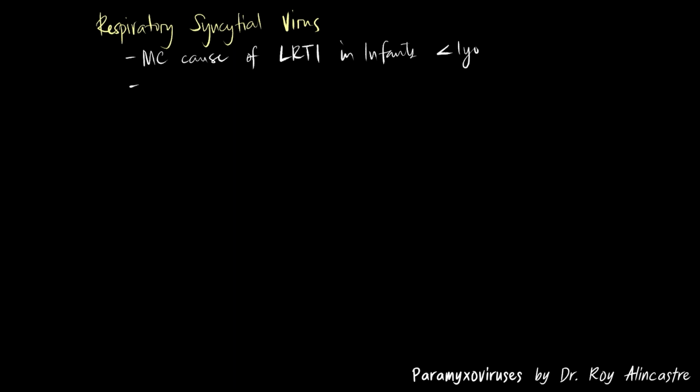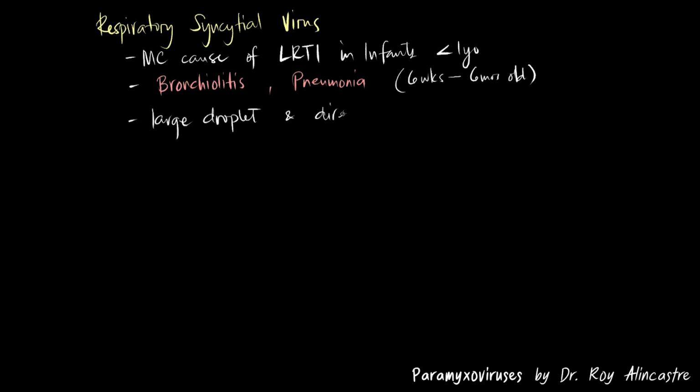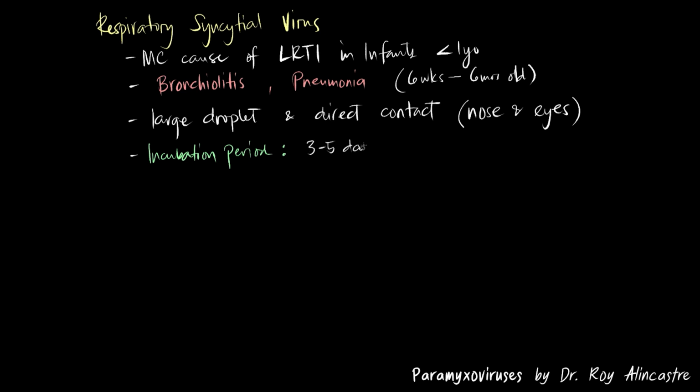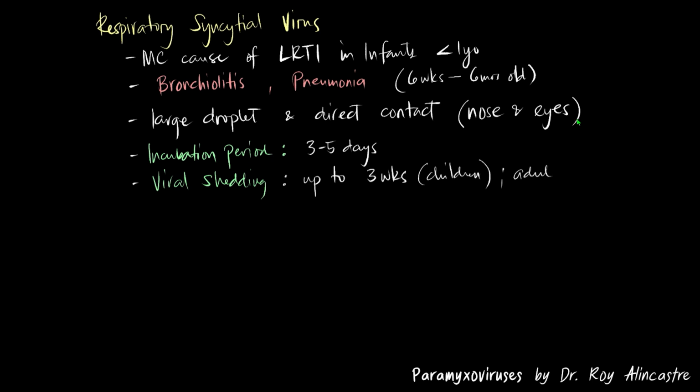Serious disease in the form of bronchiolitis or pneumonia becomes more likely if the infection happens between 6 weeks and 6 months old. RSV is spread by large droplets and by direct contact. The main portals of entry are the nose and the eyes. The incubation period is about 3 to 5 days, and viral shedding may persist for up to 3 weeks from infants and children, although adults are contagious for only 1 to 2 days.